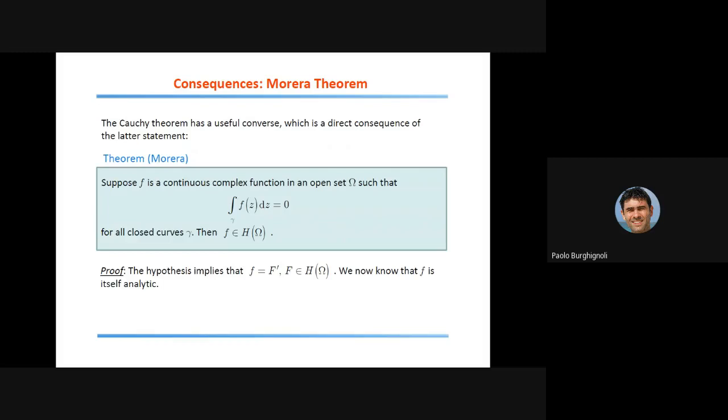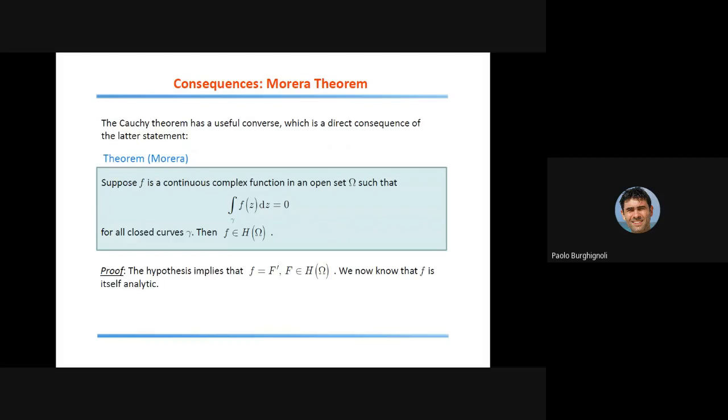So if you have now a function f, which is assumed to be only continuous, and for which you know that the integral along any closed curve gamma is equal to 0 when we are inside an open set omega, then as a consequence, now we have that the function must be holomorphic inside omega, that is analytic. And the proof is extremely simple.